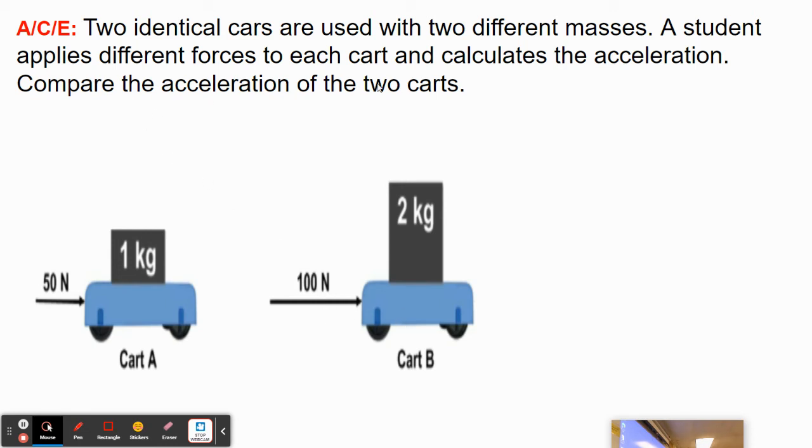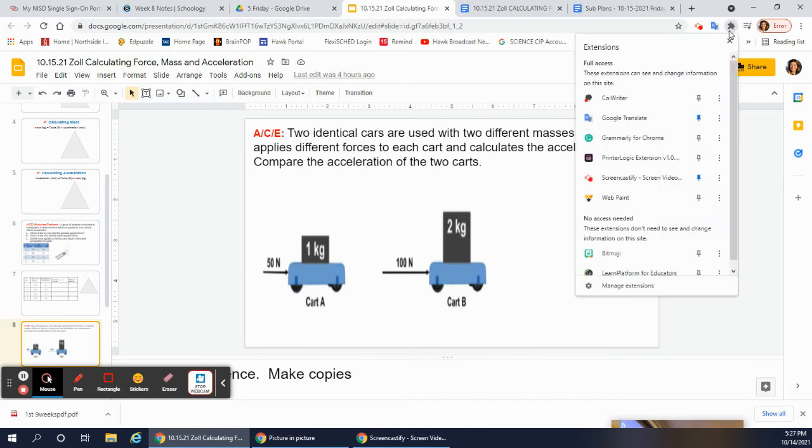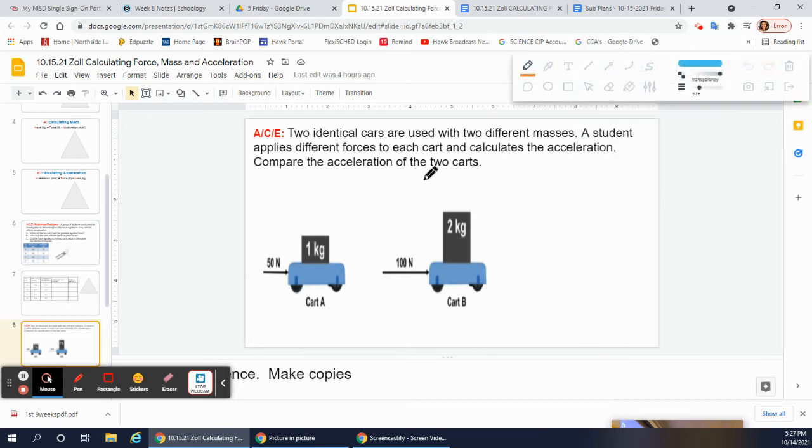Okay, so they want us to compare the acceleration of the two carts. So what we need to do, first of all, is understand that this is a net force equals mass times acceleration problem, but they're asking us to compare the acceleration of the two carts. This formula is good for net force, but we need a formula for acceleration. So remember, to do that, we're going to set up our formula triangle.